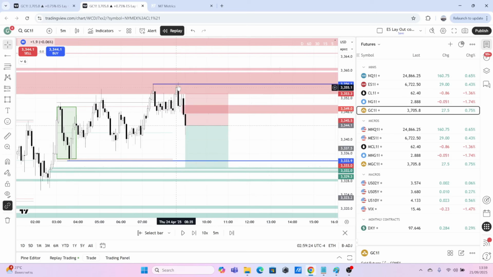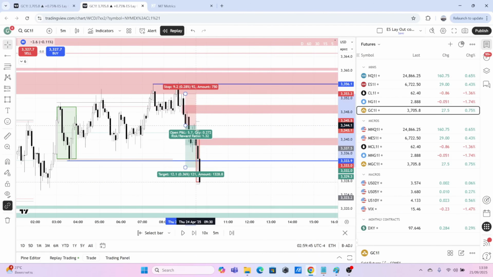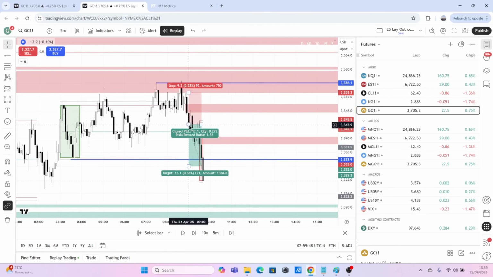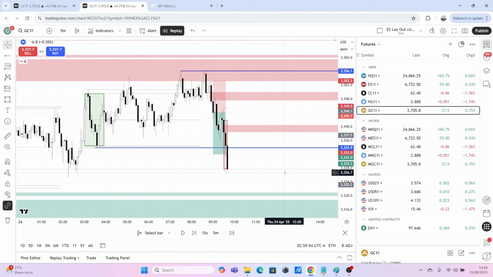And so what's the logic behind this? It's the fact that we've swept out liquidity, which in this case is the Asian highs. And after you've swept out liquidity, you need to rebalance. And so the market is going to find these untapped fair value gaps and it's going to target those. So let's see what happens here. Bang. Target hit. Okay. So you're in this trade for 30 minutes. Half an hour trade, money in the bank.